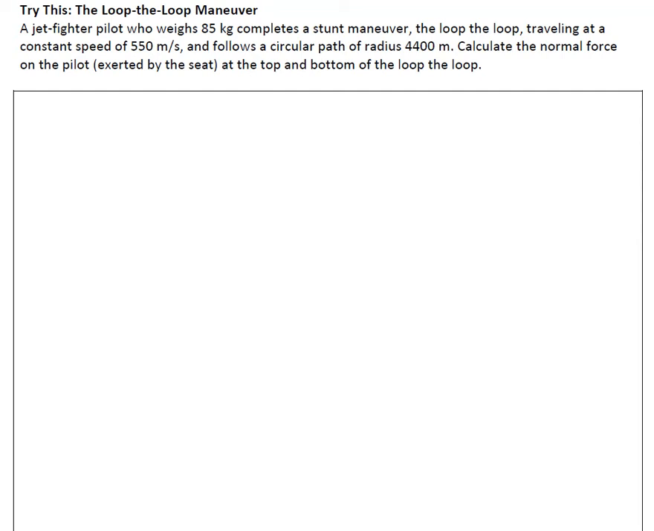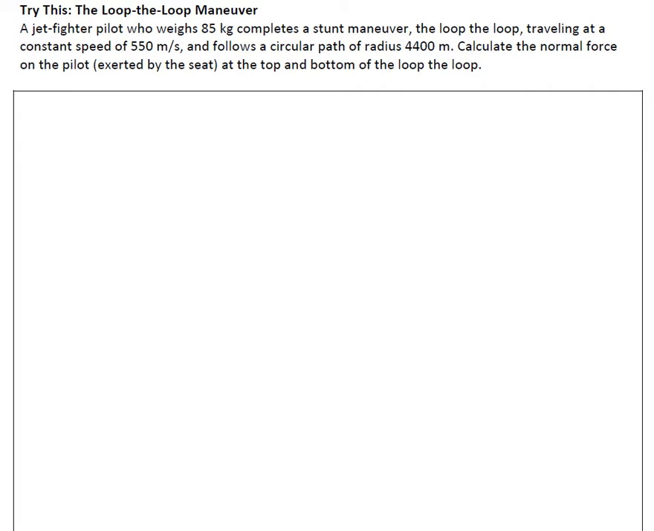We just looked at the roller coaster scenario, but the same theory applies to pretty much anything that is traveling around a vertical circular loop. So in this one, we're looking at a jet fighter pilot who's making a stunt maneuver where he makes a loop-to-loop.